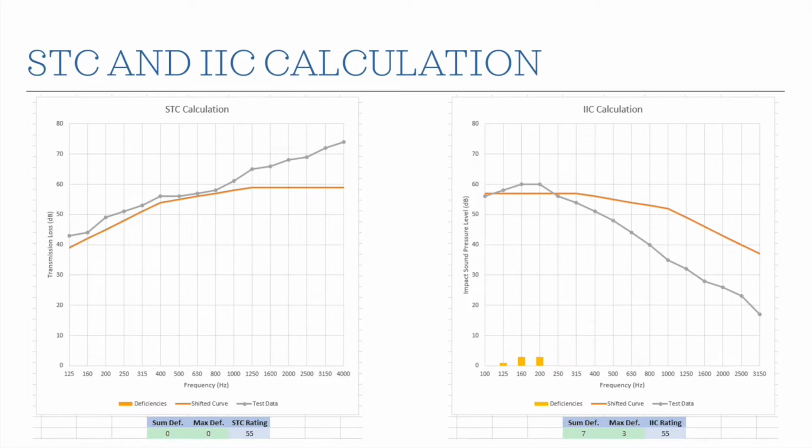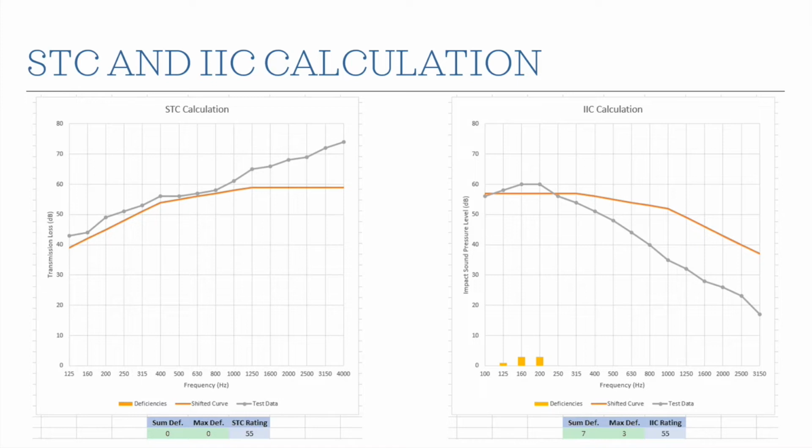So on each of these, we have the actual measured data for the assembly, here in gray, these gray lines with the dots. On the left, we have STC, that's airborne sound. And on the right, we have IIC, that's impact sound. So we start with our measured data that we've gotten from the laboratory or from the field. And then we have this orange curve, which is set within the calculation standards developed by ASTM. And we do a curve fit.